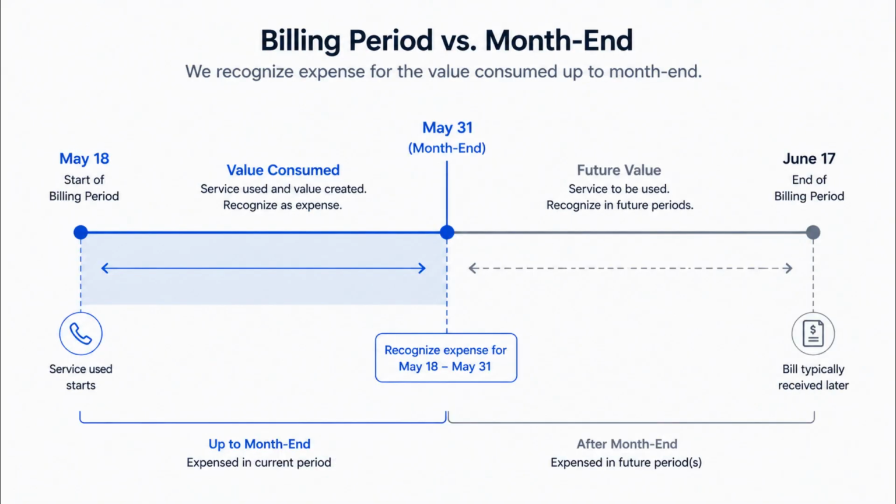So let's assume your month end is May the 31st. The bill covers May the 18th to May the 31st to June the 17th. So by May 31st, you've already used part of that service, even though you haven't received the bill yet, you haven't paid anything. The journal entry at May 31st, which is an accrual, let's say the portion used is $40. So the entry is going to be that you'll debit phone expense for $40, and you're crediting accrued phone payable for the same $40.